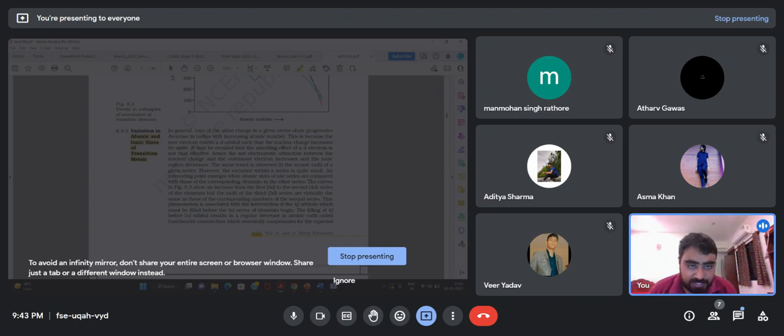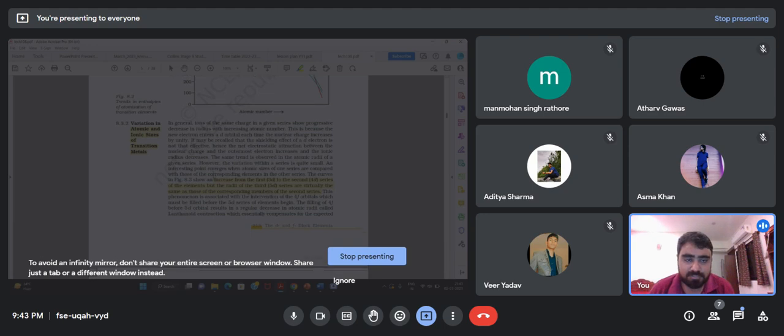So you need to start reading from here. There is an increase from the first to the second series of the elements, but the radii of third series are virtually the same as that of corresponding members of second series. Okay, so underline this part. This is important.